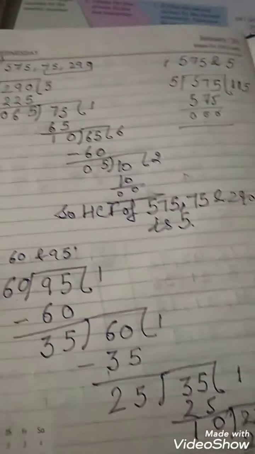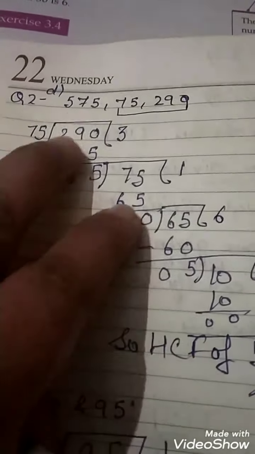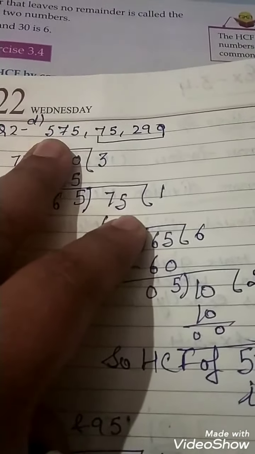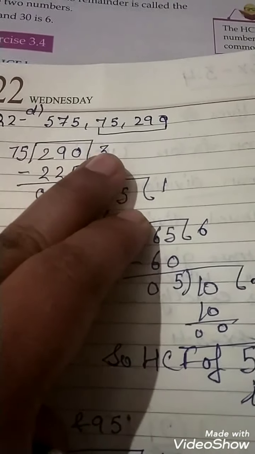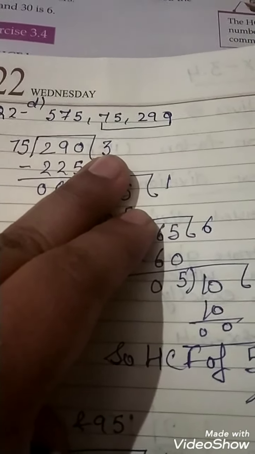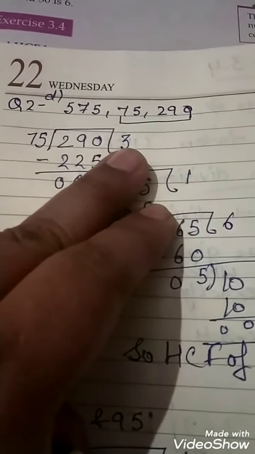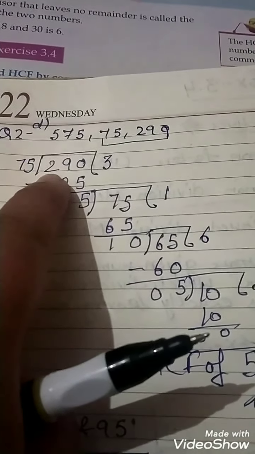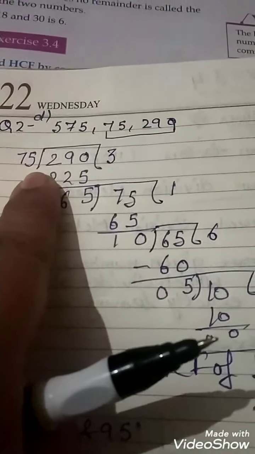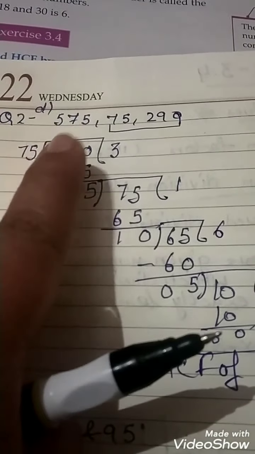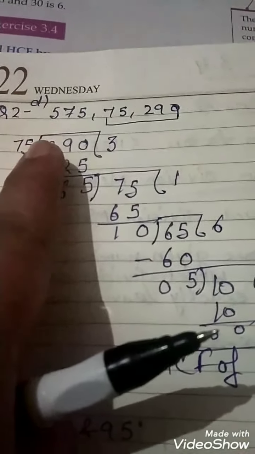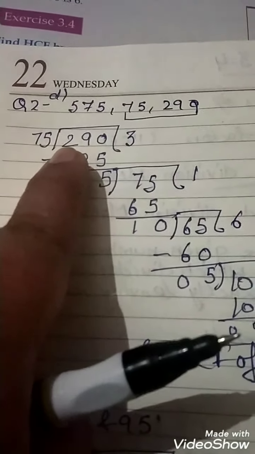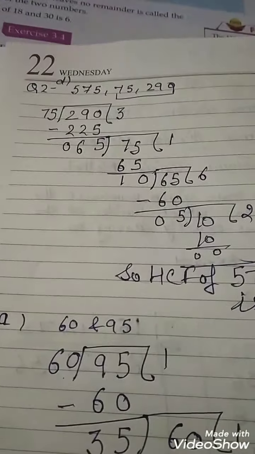Fine. Let us take one more question of 3-digit, D part. Question number 2, D part. The numbers are 575, 75 and 290. So here are three numbers. We have to take two numbers at a time. Suppose we take 290 and 75, and it's up to you. You can take 575 and 75 also, or 575 and 290 also, it's up to you. I'm taking first of all this 290 and 75.